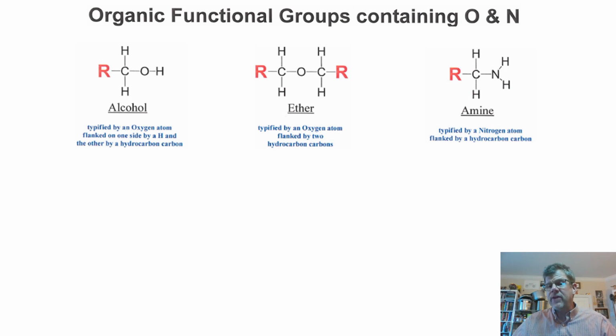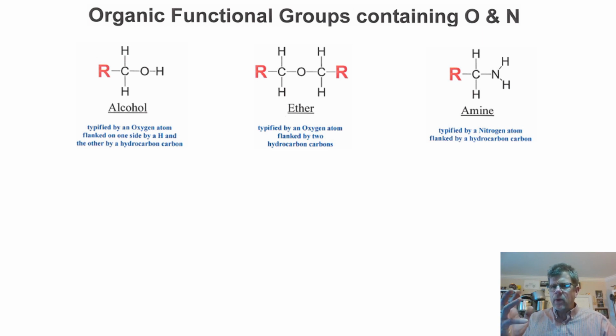Let's bring nitrogen into play. If we recruit a nitrogen and we have a nitrogen atom in any fashion flanked by at least 1 hydrocarbon type carbon, then we have the functional group amine. That is an amine functional group.